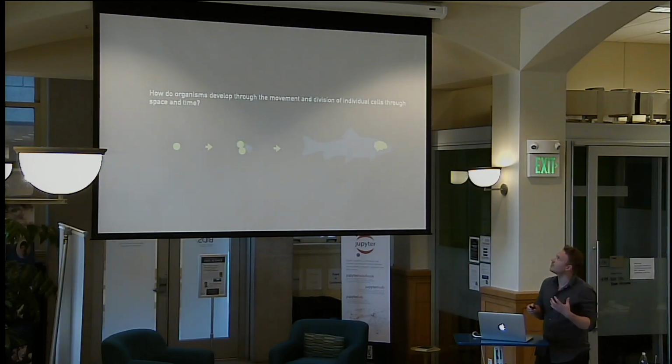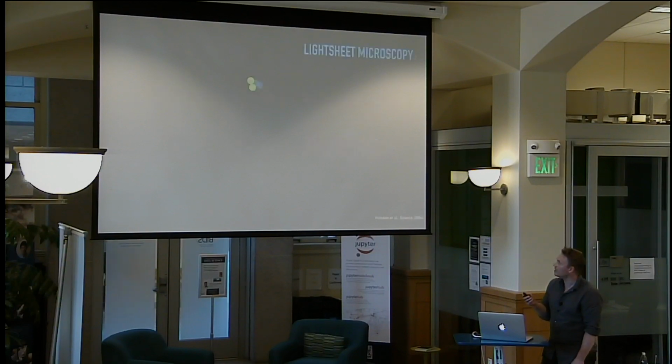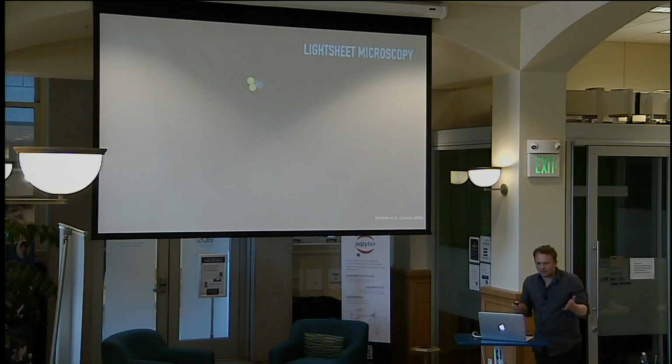So, recent scientific developments from genetics to microscopy are really opening new avenues in terms of the research and experiments that we can do in understanding biology. Of particular interest to me is the question: how do organisms develop through the movement and division of individual cells through space and time? One tool that's particularly useful for this, as Joe was just mentioning, is light sheet microscopy. So, just a quick, speedy tour.